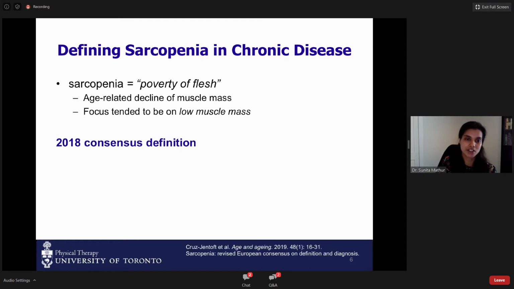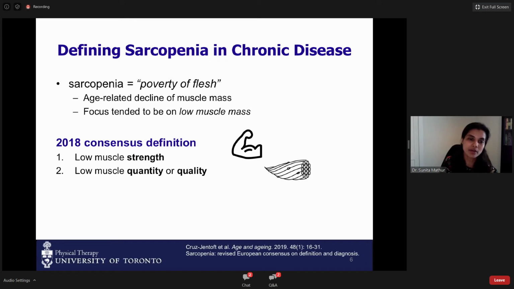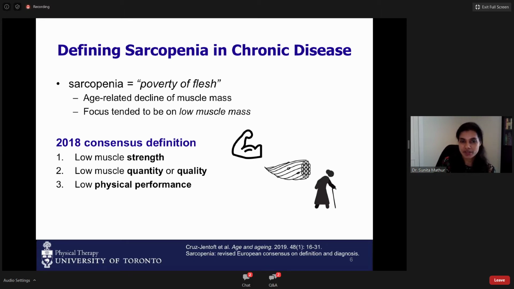Since then, there's been more attention paid to sarcopenia and how to define it, because it's been shown to be such an important predictor of health outcomes across many diseases, as well as with aging. In 2019, there was a revised consensus definition. It said that low muscle strength was the key finding that should be used to define sarcopenia. Once low muscle strength is defined, then we can look at low muscle quantity or muscle mass, also muscle quality, and then low physical performance. So it's actually a combination of three things, with muscle strength being the most important now. Muscle strength, quantity, and physical performance all define sarcopenia.